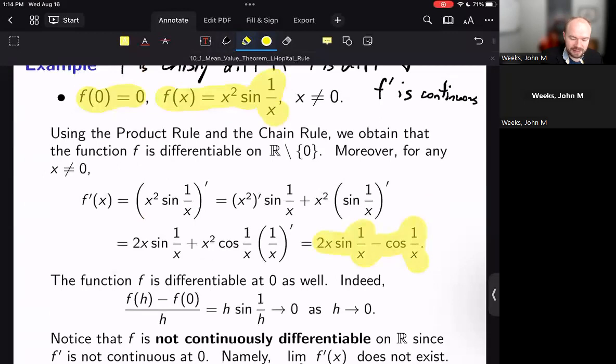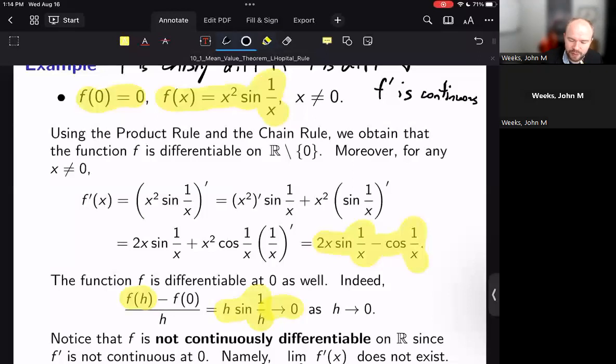If I plug in what this function f is going to be at the point 0, then I'm going to be looking at something like h times sine of 1 over h, which I know goes towards 0, thanks to the fact that I can bound the sine of 1 over h. This is less than or equal to h in absolute value.